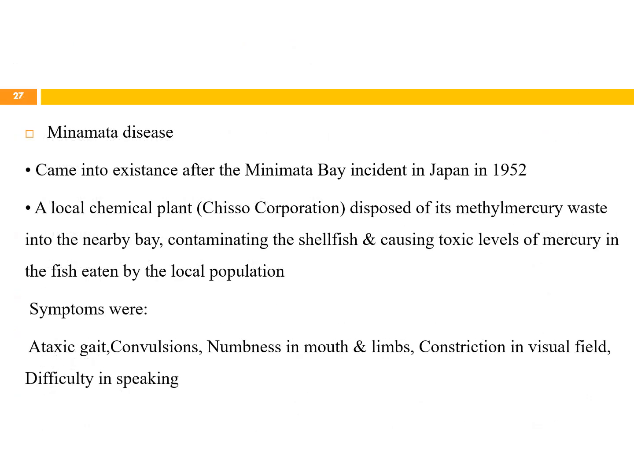Minamata disease came into existence after the Minamata Bay incident in Japan in 1952. A local chemical plant disposed of methyl mercury waste into the nearby bay, contaminating shellfish, causing toxic levels of mercury in the fish eaten by the local population. Symptoms include convulsion, numbness in the mouth and limbs, constriction in visual field, and difficulty in speaking.